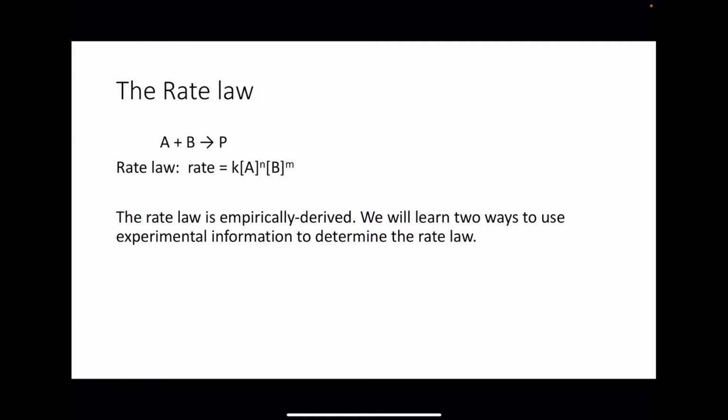So a rate law, as we said before, is empirically derived. So we'd have to do it by experiment. We can't just say, oh yeah, look at that, I know that one is first order and that one's second order. We have to actually measure it.